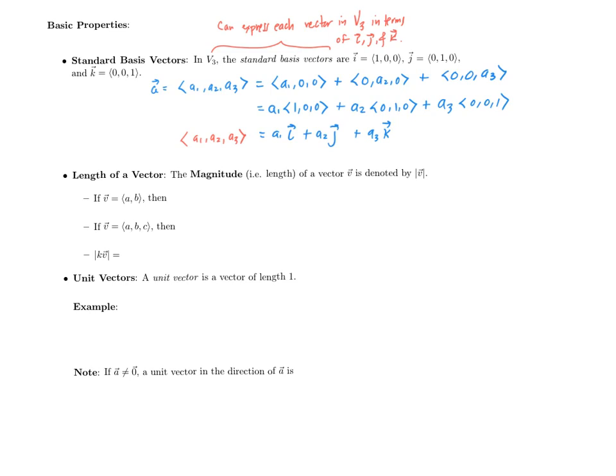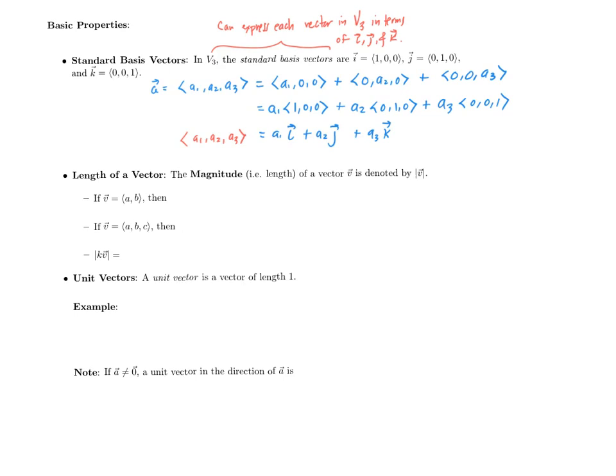The next basic property related to vectors would be the length of a vector. And the fancy word that we will use for length is magnitude. And the notation that we will use for it is just the absolute value of the vector. And in words, we would just say the magnitude of v. And let's just build up to this definition.